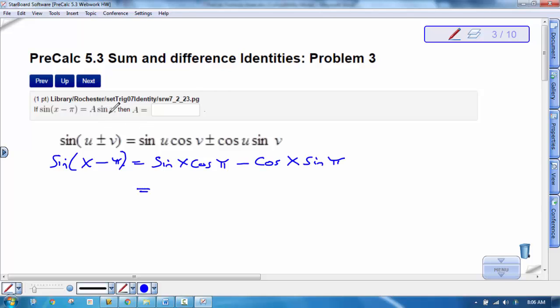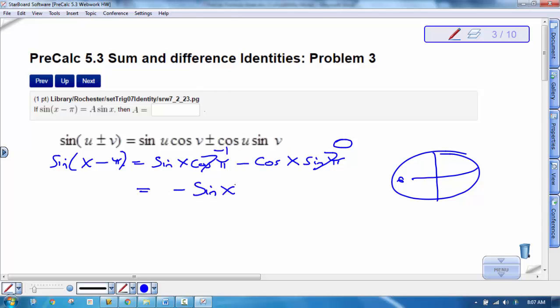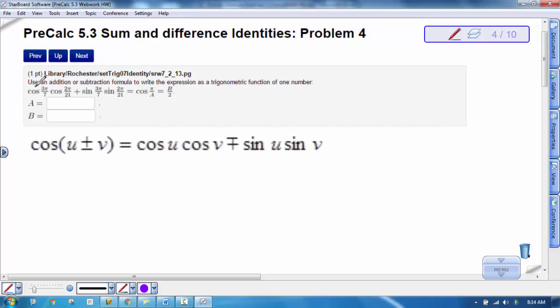Alright, just need to simplify that and get it to look like this. Well, the cosine of pi is -1, so this turns into -1, while the sine of pi is 0, so this cancels out, and I'm left with negative sine of x, which they want -1 then for our a value and for our sine.